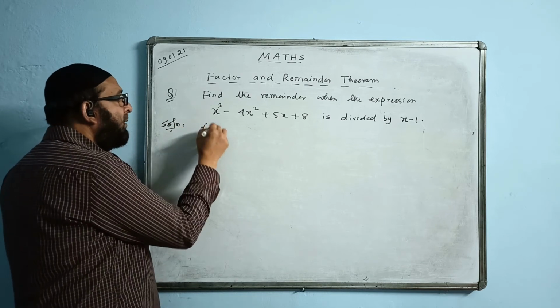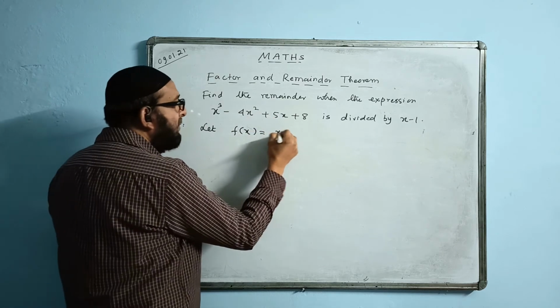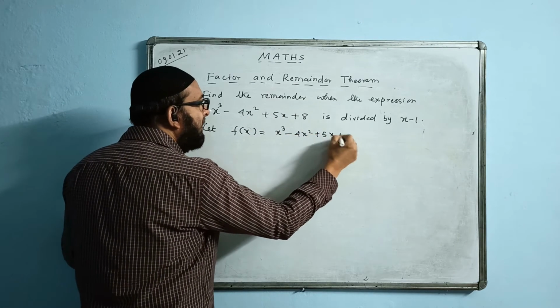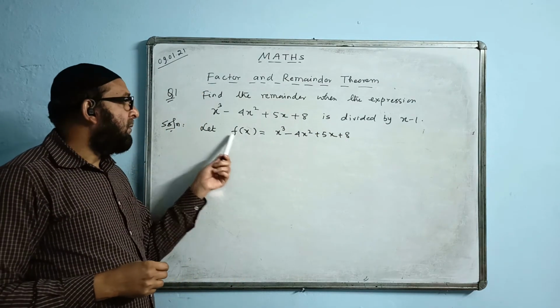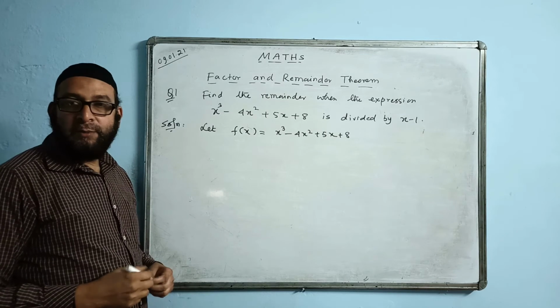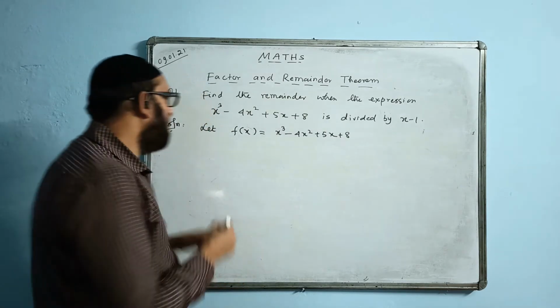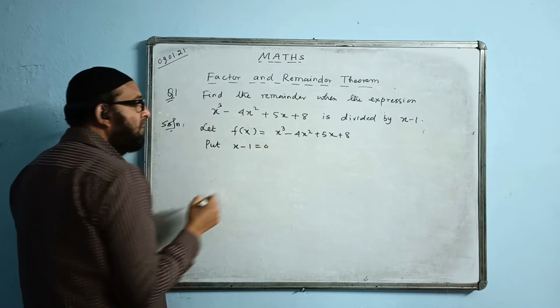First we write: let f(x) be equal to the expression, whatever expression is given. x cube minus 4x square plus 5x plus 8. We'll copy the expression. With what we are dividing, x minus 1, we have to write that. Put x minus 1 equal to 0.